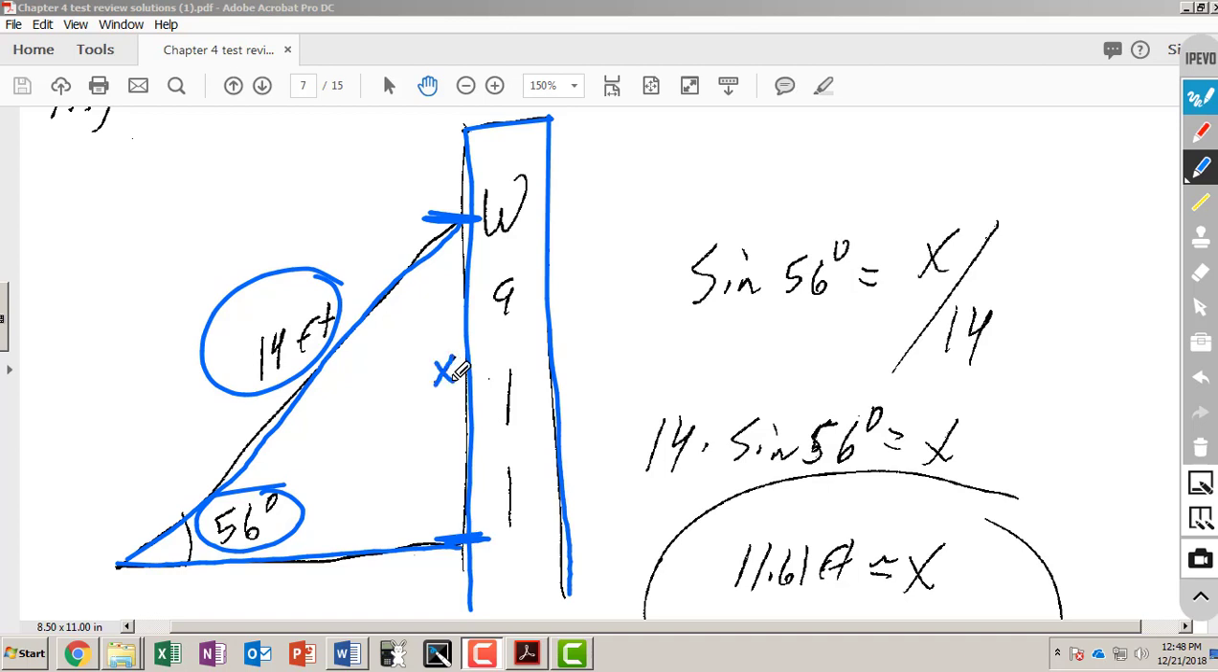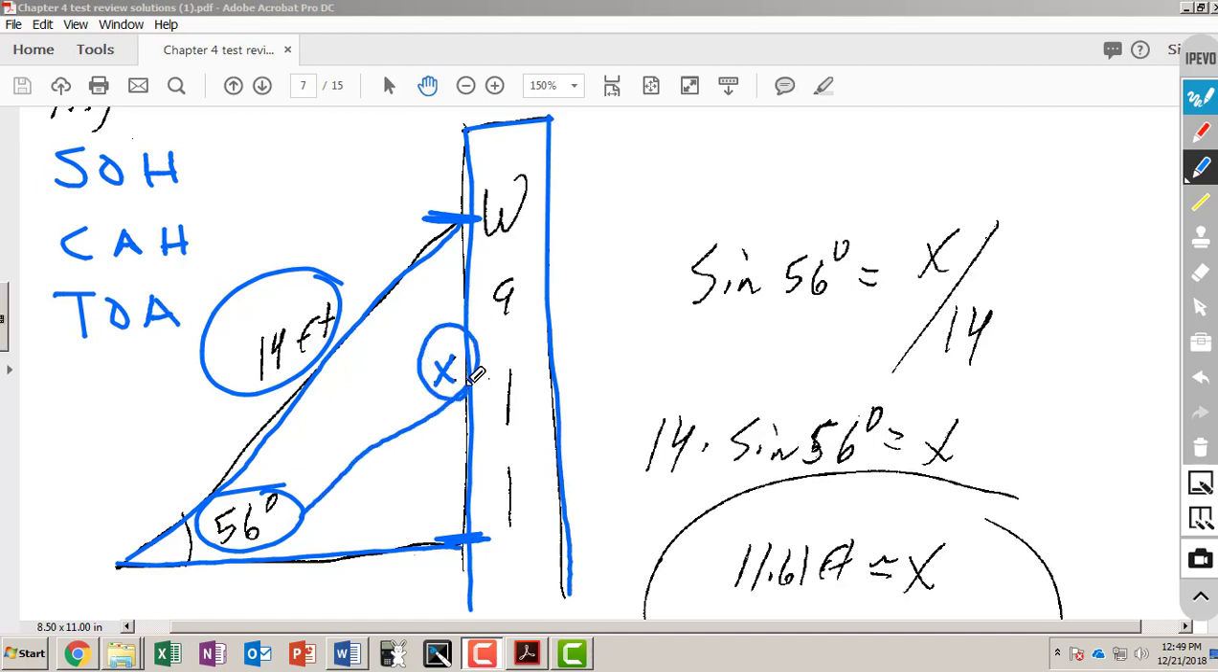Now that I've drawn my figure, I decide which of those trigonometric functions it matches. You just have to remember the saying SOH CAH TOA. Sine stands for opposite over hypotenuse. Cosine is adjacent over hypotenuse. Tangent is opposite over adjacent. Working from this 56 degrees, there's my opposite side, and this one up here is opposite the 90, so that is my hypotenuse. I'm going to use my sine function to solve this problem.